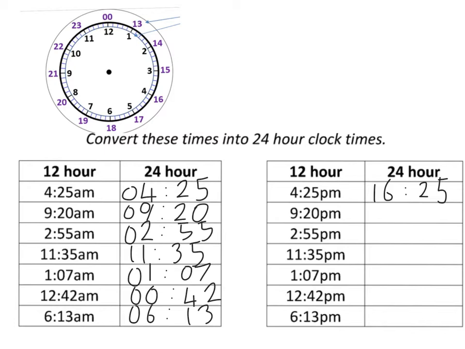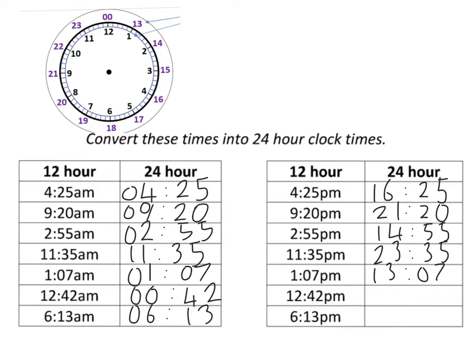Okay, on the next page, so 9:20 PM, so you're adding 12 hours to that, so this would be 21:20. 2:55 PM would be 14:55. 1:07 PM would be 13:07, you've added 12 again.